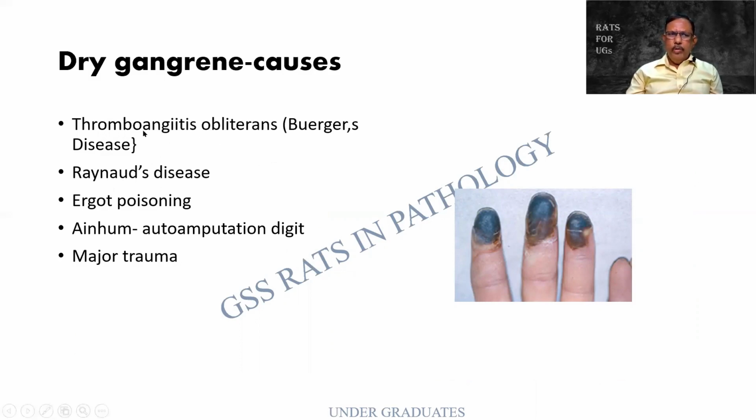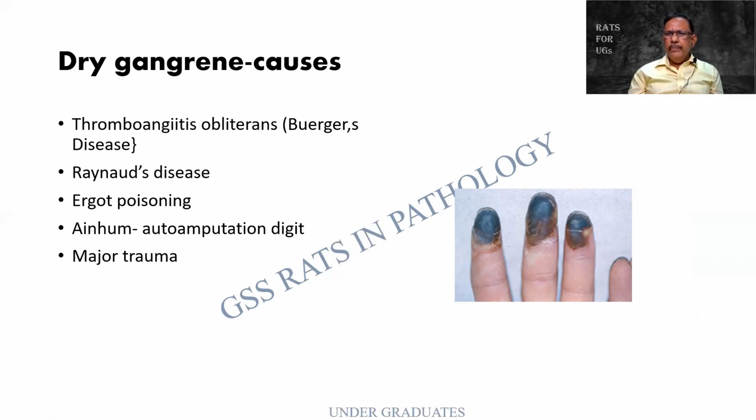TAO, thromboangiitis obliterans, otherwise called Buerger's disease. Raynaud's disease, ergot poisoning, frostbite. When you are caught in ice, you find that the digits can undergo gangrene. Ainhum is a condition where there is a constriction developing at the root of the digit. It becomes deeper and deeper, and ultimately the digit falls off. This is called auto-amputation. Ainhum is an example.